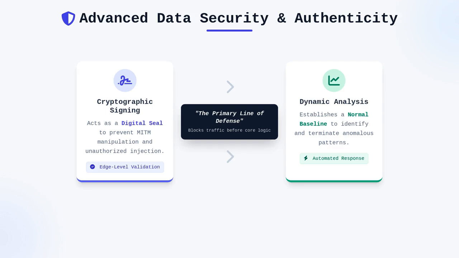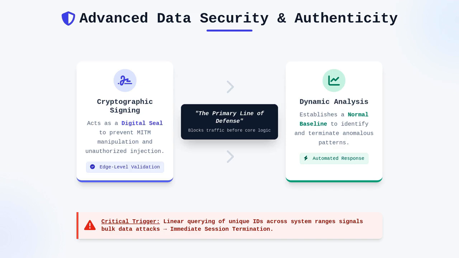Dynamic behavior analysis tools complement this by building a baseline of normal interaction, allowing you to trigger automated responses when a client deviates into anomalous patterns. For instance, if a device starts querying unique IDs across the entire system range in a linear fashion, your gateway filters should be configured to flag and terminate that session immediately. This proactive stance is essential when dealing with bulk data access, as it limits the surface area exposed to bad actors at any single point in time.